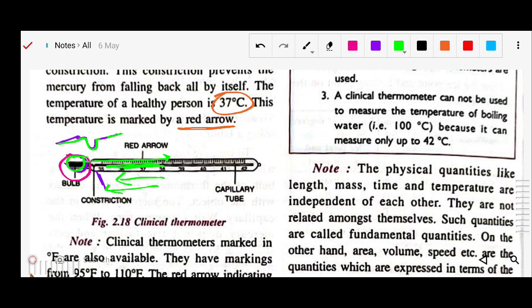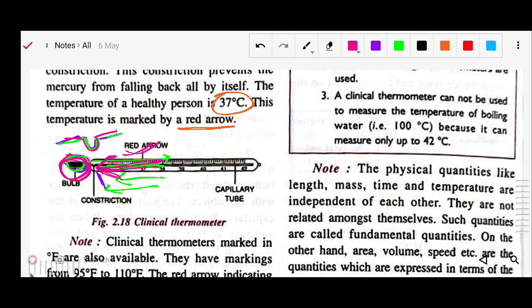That's why you have seen many times that the doctor shakes the thermometer before checking your temperature. The reason is that they are sending the mercury back into the bulb, because they want to clear the mercury. Because of this narrow portion, this constriction, it will not come down easily by itself.